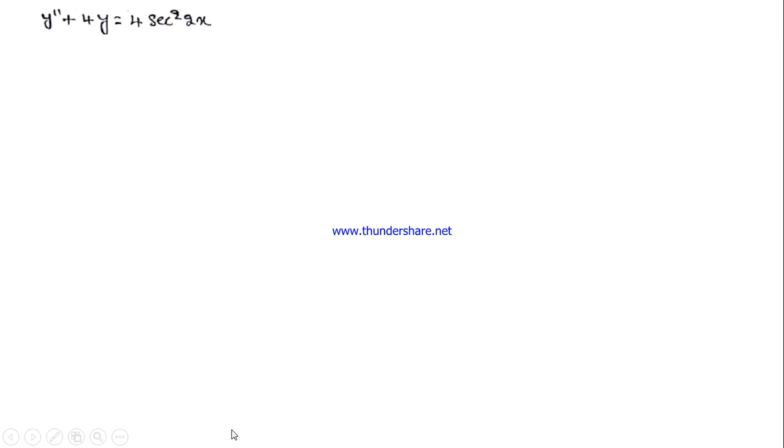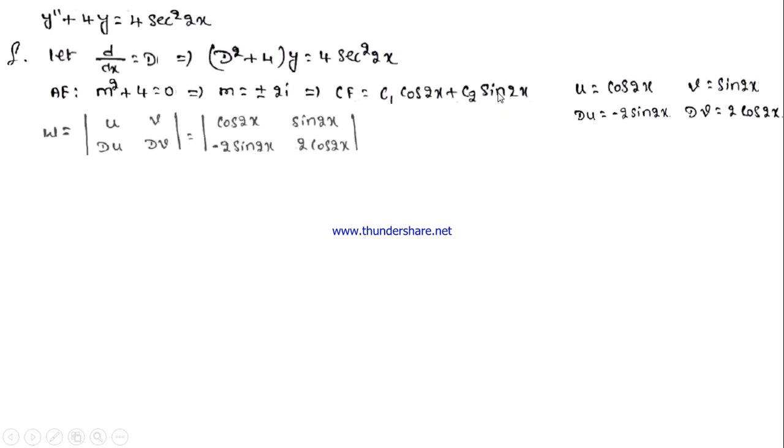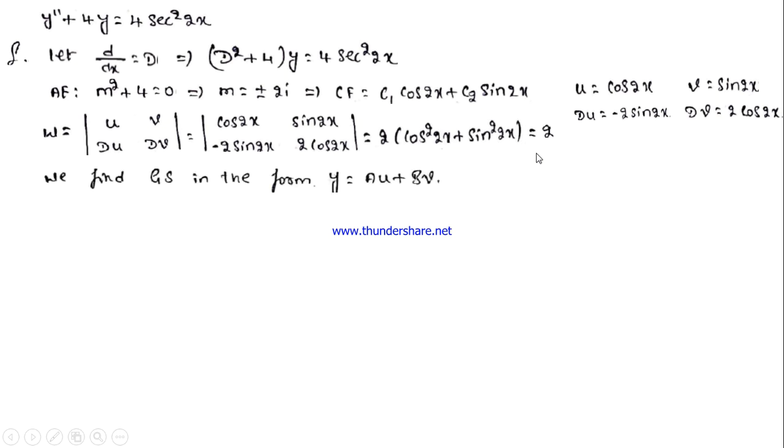So y double dash plus 4y equal to 4 secant square 2x. First of all, put it in the standard form, write the auxiliary equation, and your complementary function in this case is c1 cos 2x plus c2 sin 2x. Obviously u is cos 2x, v is sin 2x, differentiate u, differentiate v, substitute them in our Wronskian, go for evaluation of this, cos 2x into 2 cos 2x, that is 2 cos square 2x, minus into minus plus 2 sin square 2x, that gives 2, as cos square theta plus sin square theta is 1. Wronskian is not 0, so we can go for assuming our general solution is y equal to au plus bv.